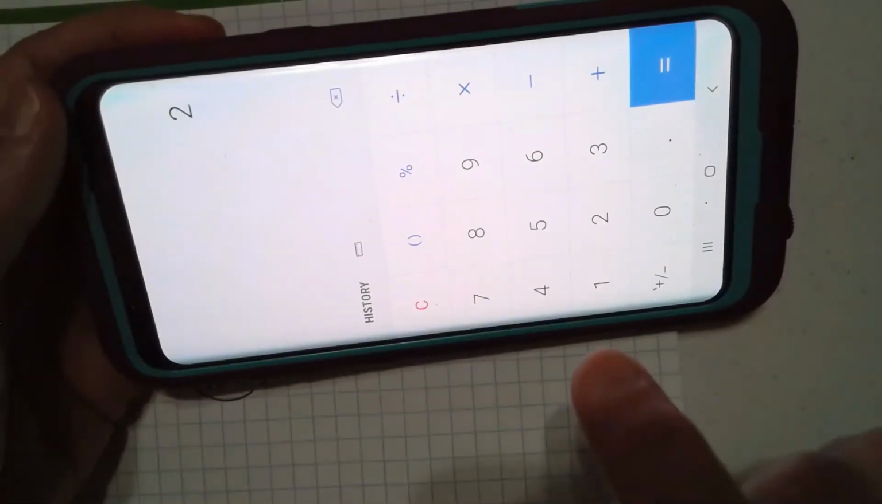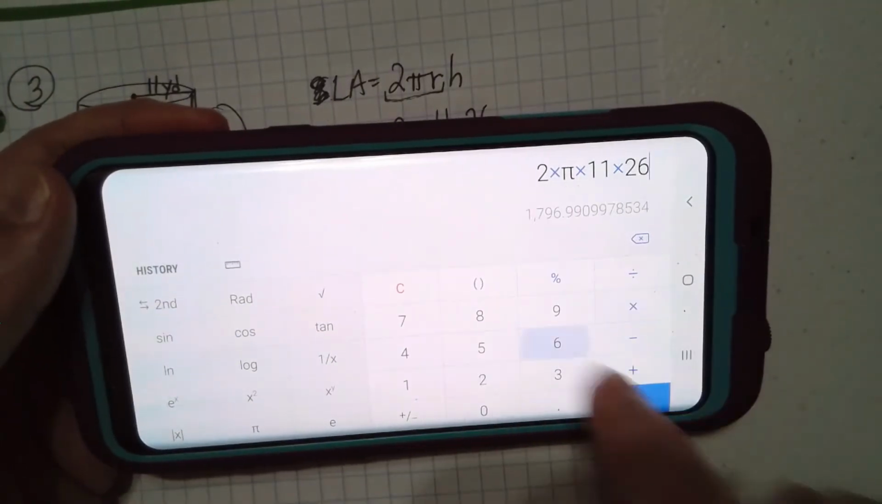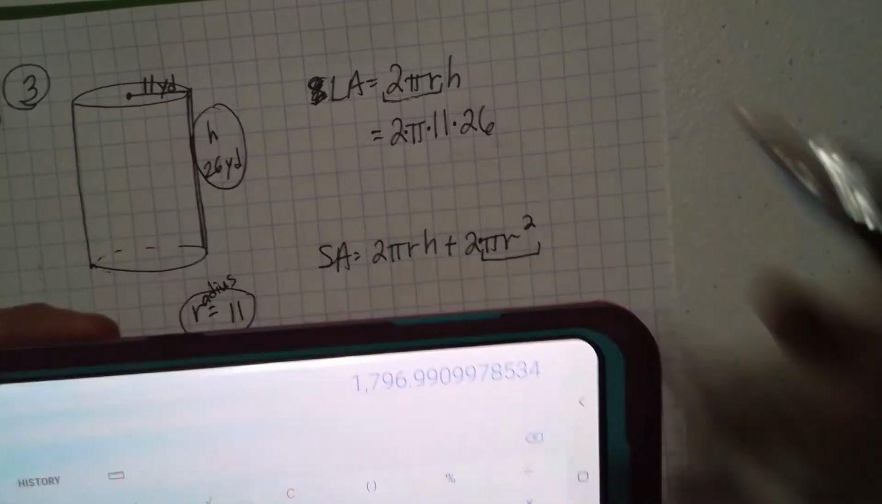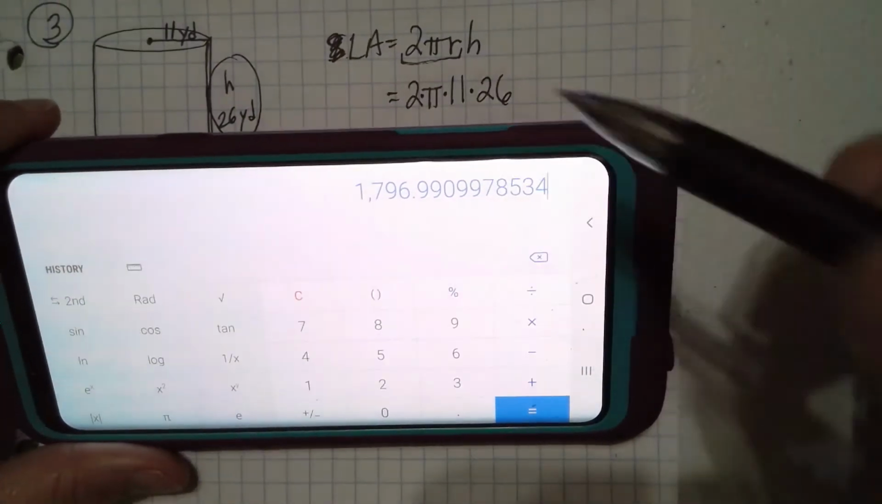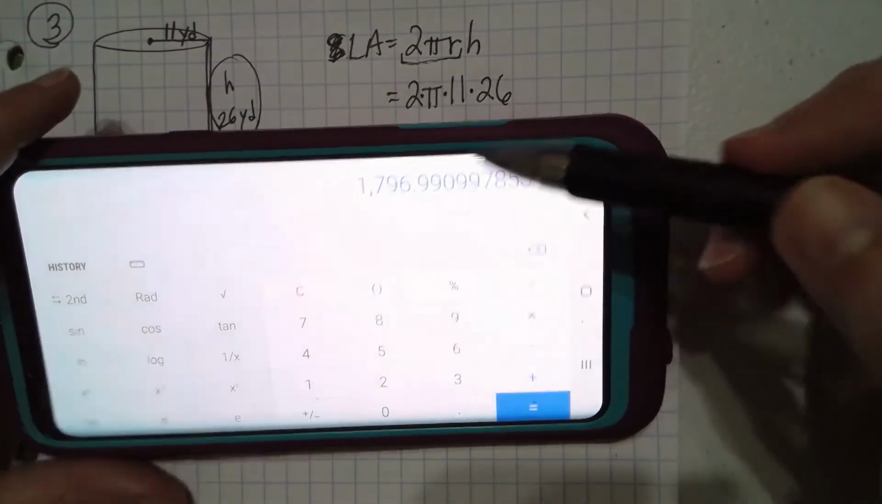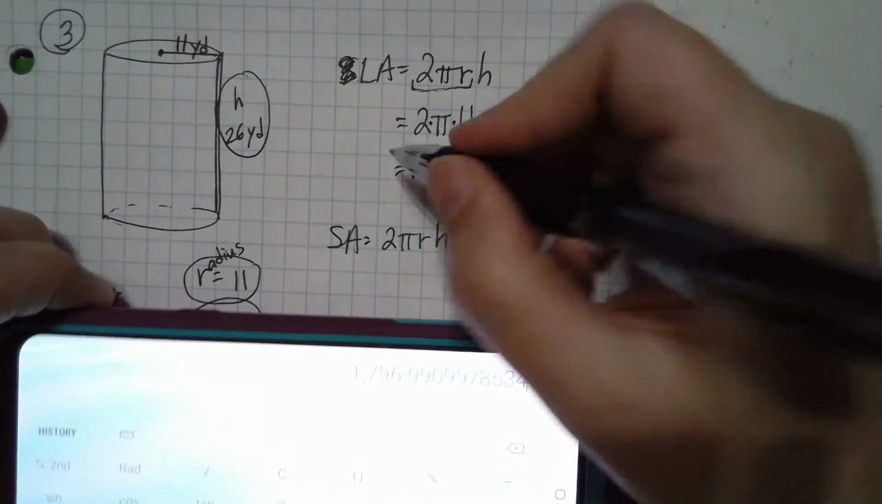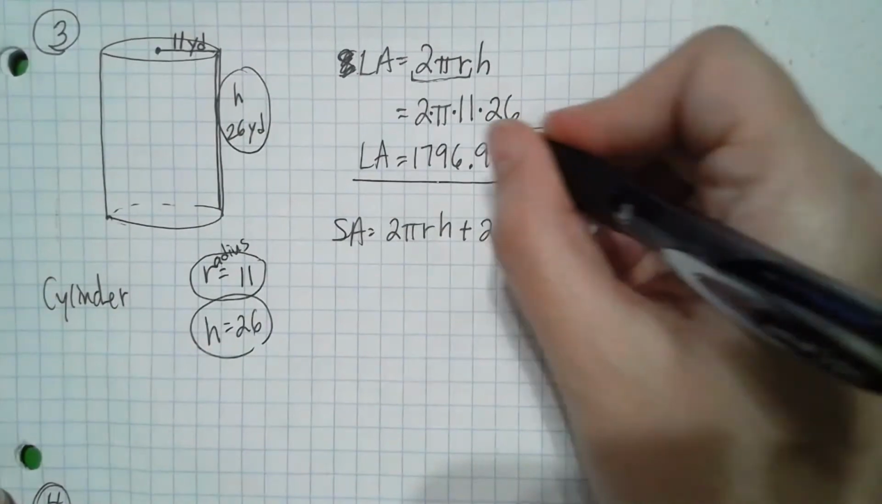When you turn to the side, you're going to get your pi value. 2 times pi times 11 times 26. Okay, so we're going to round this to 2 decimal places. So we'll look at the second 9 here. After that 9 is a 0, so we'll leave that there. So 1796.99. What are these, yards? Yards squared or square yards.